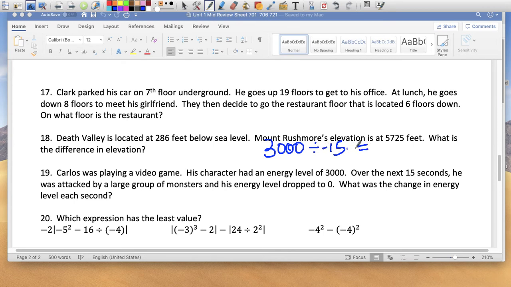The change in that, well, I'm going to put a subtraction sign because 3,000. Alexa, what's 3,000 divided by 15? 3,000 divided by 15 is 200. So that was his change in energy. Every 1 second, he dropped 200 points in energy level.